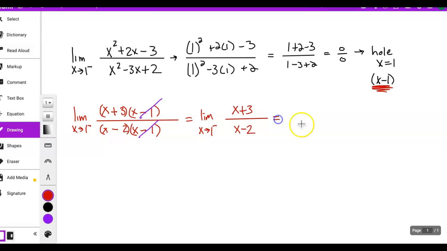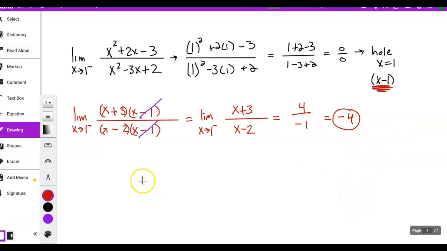And now we should be able to direct substitute again, and we should get a number. So up top, we get 4, and on the bottom, we get negative 1. And so now that's our answer. The limit as x approaches 1 from the left, and the right, actually, in this case, is negative 4. Okay? So what's happening is, as the graph approaches this x equals 1, the limit exists, but it exists at a hole in the graph.